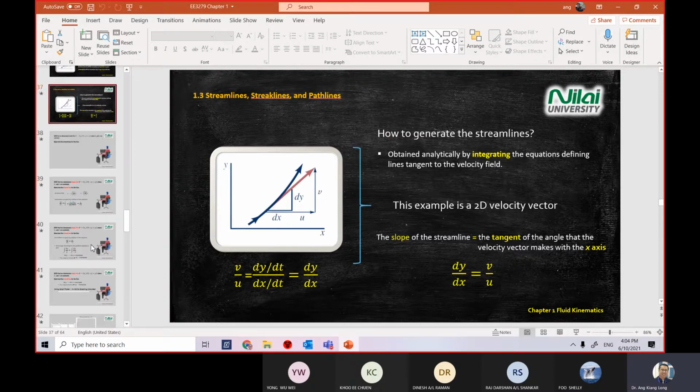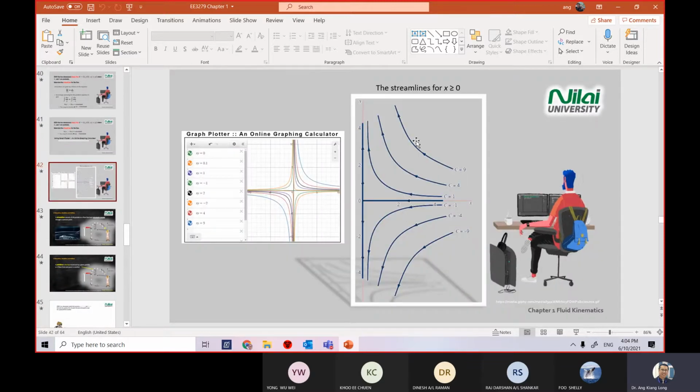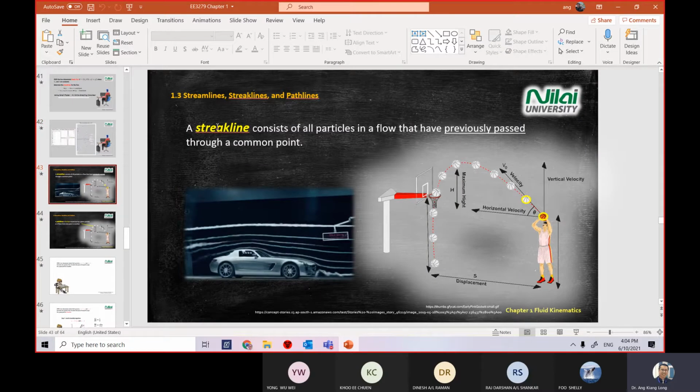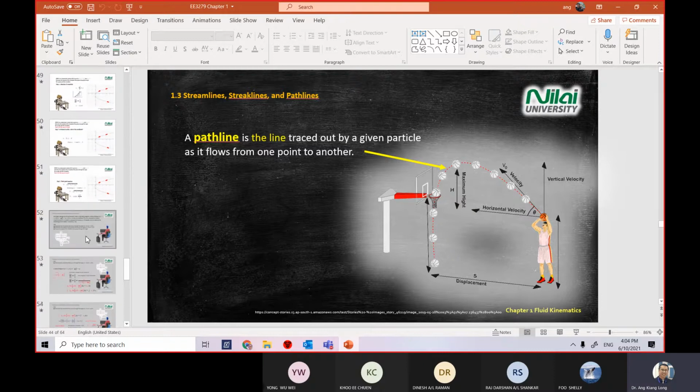And then we have introduced you an online tool, the graph plotter online, so that you can use this in your test or final exam to sketch the shape of the streamline. Okay, and then the definition of streakline. Streakline means the photo, the gray basketball that passed through. Okay, pathline is the red dotted line that shows the movement of the element. Okay, right. So let's go to the tutorial question.